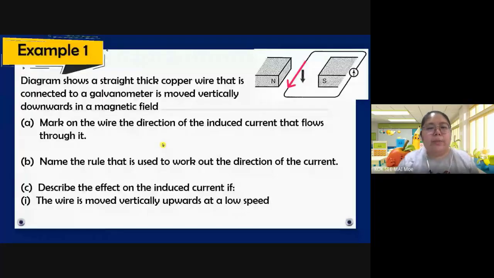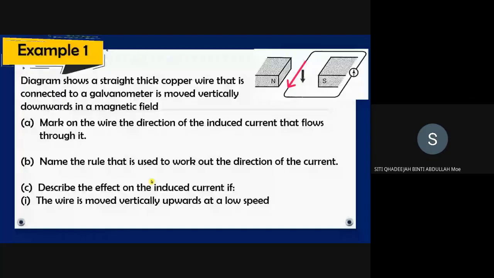Okay, name the rule we use. Siti Khatijah, what's the rule we use? Yes, teacher. This one, the current comes to me, we use what rule to find it? The Fleming right hand rule. Yeah, the Fleming right hand rule.